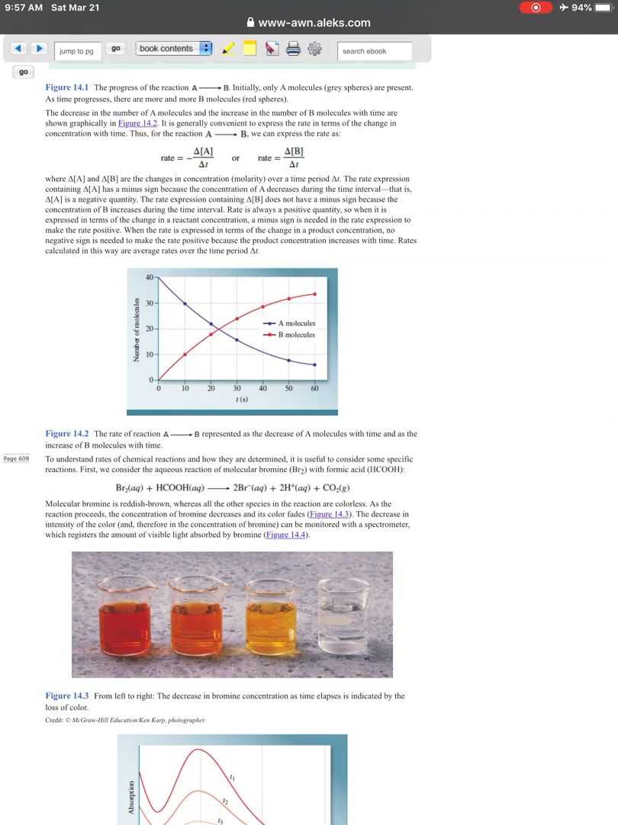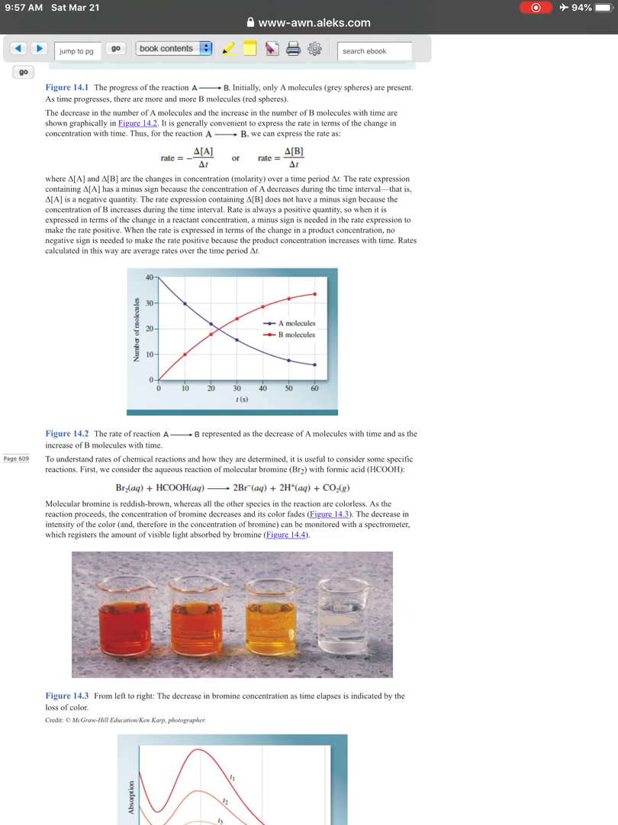The rate expression containing the change in B does not have a minus sign because the concentration of B increases during the time interval. Right? It's increasing. Rate is always a positive quantity. We define rate as positive. So when it is expressed in terms of a change in a reactant concentration, the minus sign is needed in the rate expression to make the rate positive.